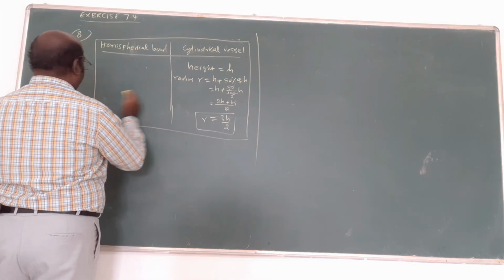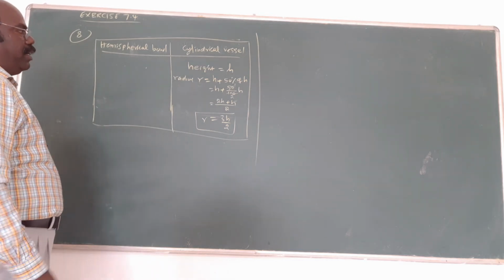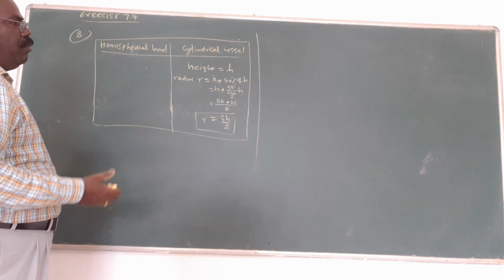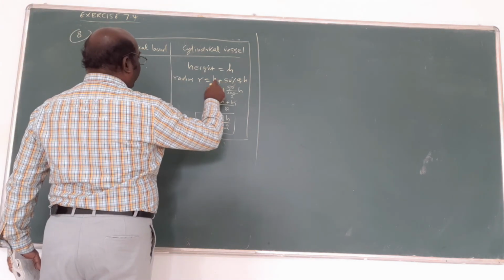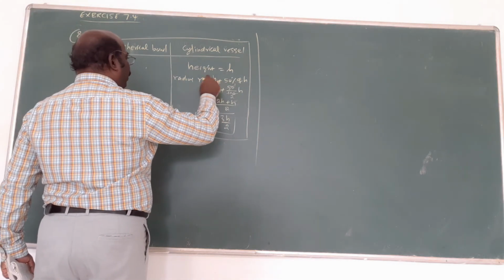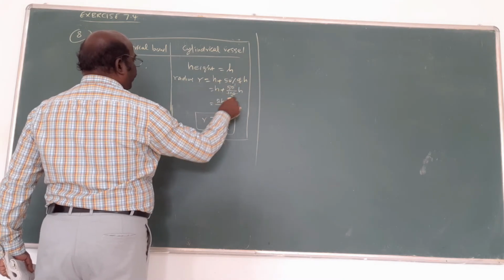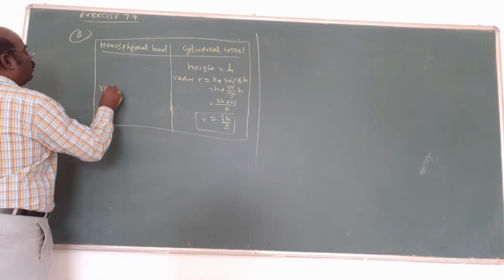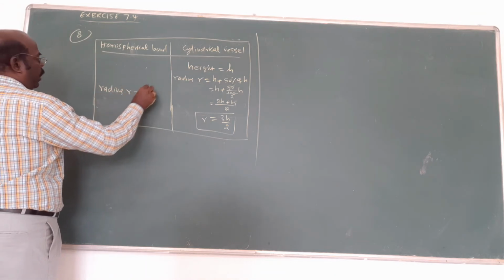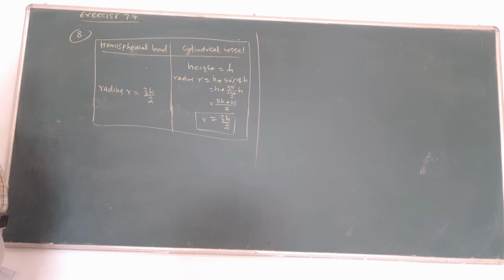Listen here. Height is h. Radius is 50% more than height, that is h plus 50% of height. 50 by 100 is 1 by 2 into h. 2 is the LCM, so 3h by 2. The diameters are already given equal, so for both the radius will be equal.